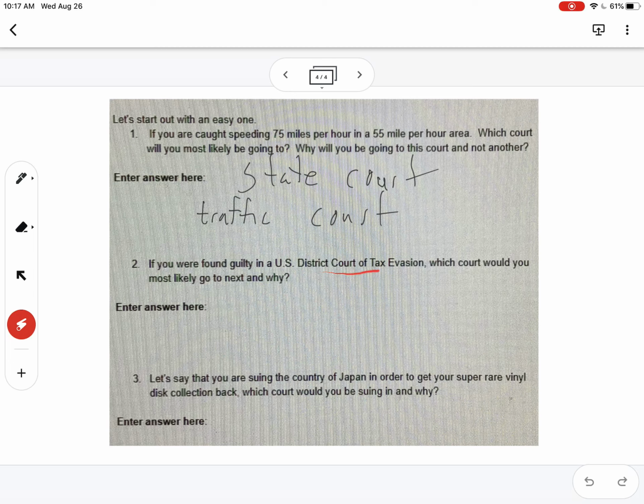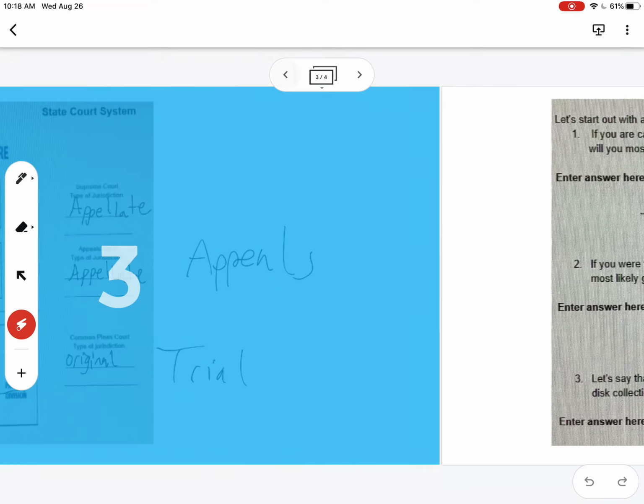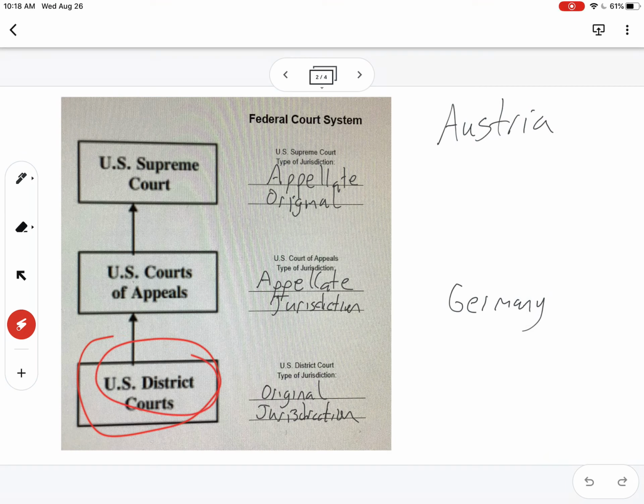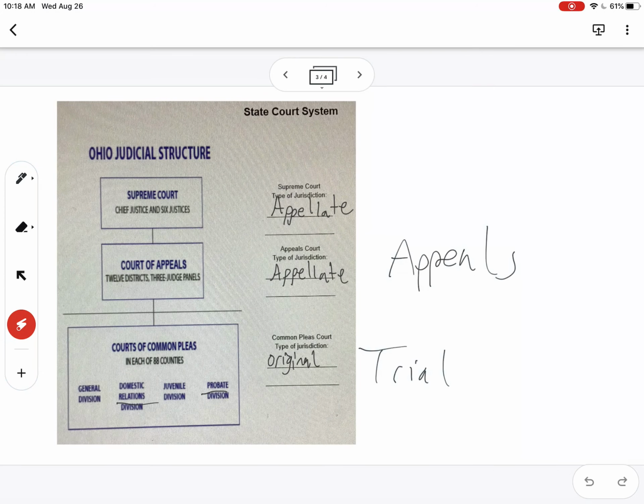All right, number 2. If you were found guilty in a U.S. District Court of tax evasion, which court would you most likely go to next and why? So a U.S. District Court is the key term here, all right? If you're in a U.S. District Court over here, the next place you're likely going to be going to is a U.S. Appeals Court or a circuit court, okay?